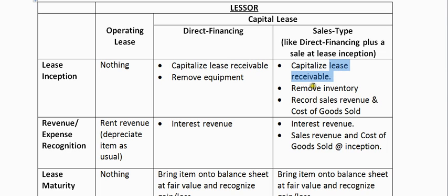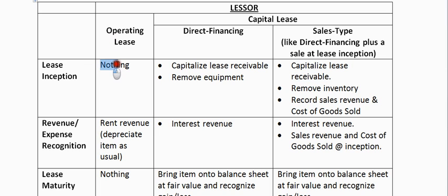And lessor accounting, now that you've done lessee, is actually a little easier because all we're going to have is this interest revenue. And because we remove the equipment under a capital lease for the lessor, there's no depreciation left. So all you're going to accrue, if it is a capital lease, is the interest revenue.